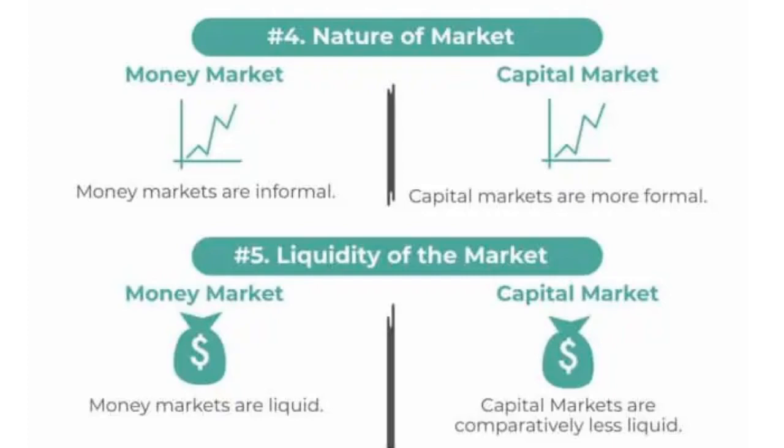Nature of market. Money markets are informal. On the other hand, capital markets are more formal. Liquidity of the market. Money markets are liquid, whereas capital markets are comparatively less liquid.